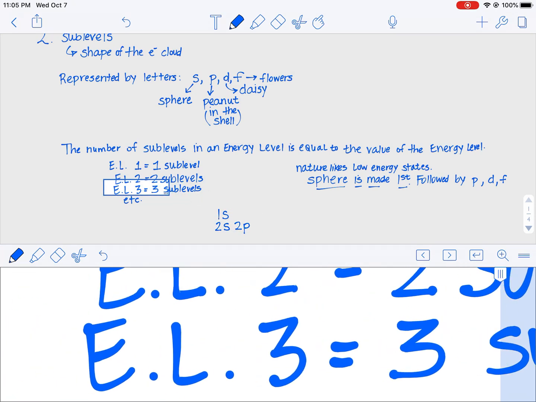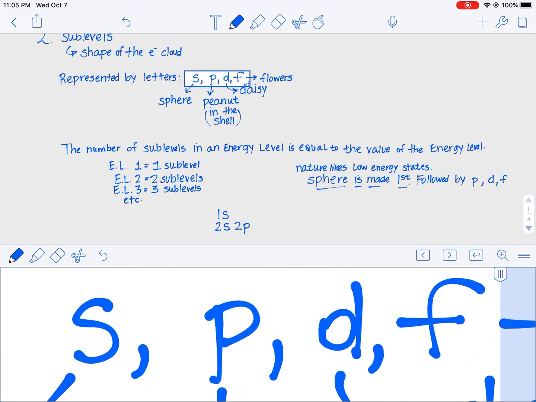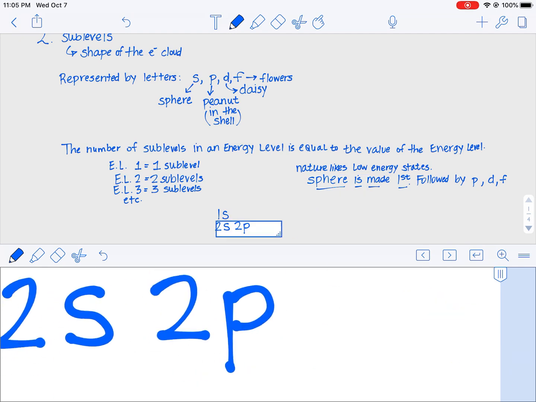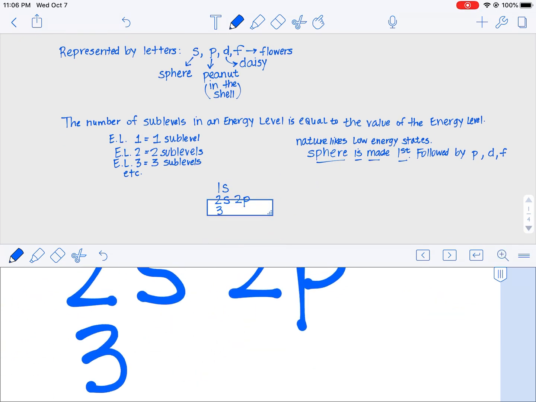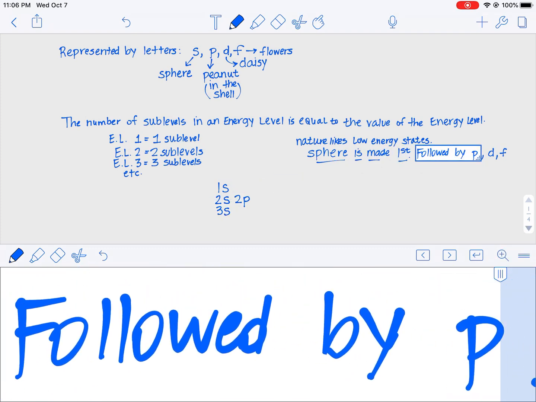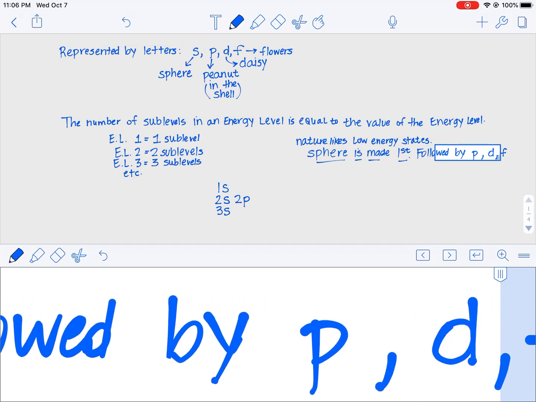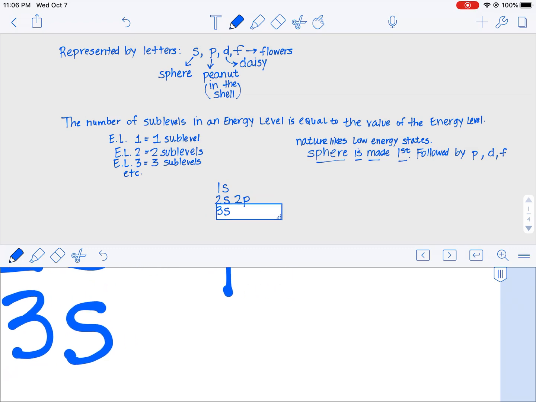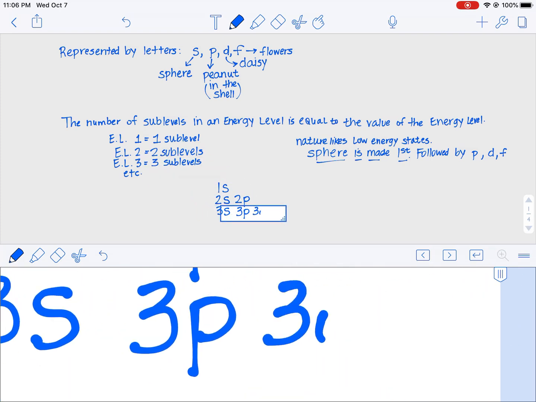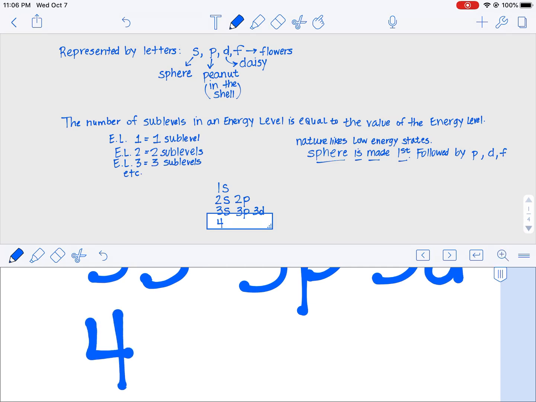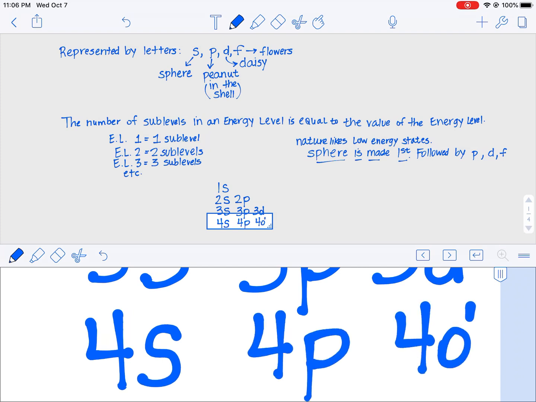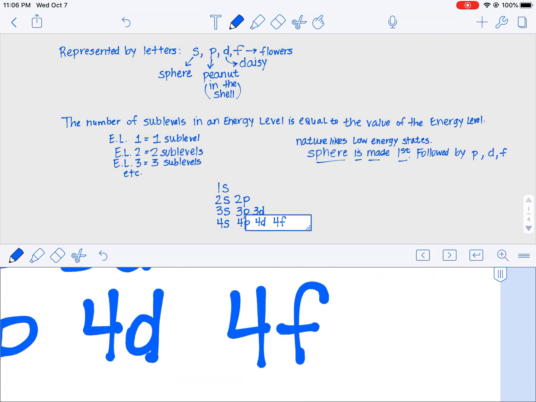We said before that energy level 3 will have three sublevels. The choices for sublevels are S, P, D, and F. Which one will nature make first? Yep, the sphere. The sphere is always made first. So we have energy level 3, sublevel S, and sublevel S is followed by P, then D, then F. So after 3S, energy level 3 will have sublevel P, and because we need to have three sublevels, it'll also have sublevel D. Let's keep going with the pattern. Energy level 4 will have four sublevels. Sphere, peanut, daisy, and the flower.